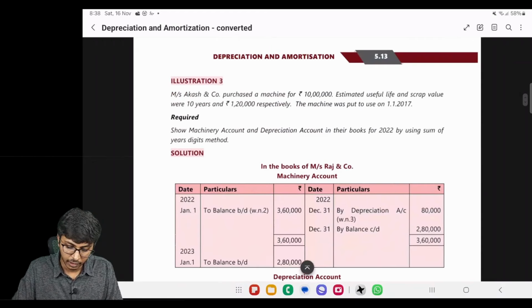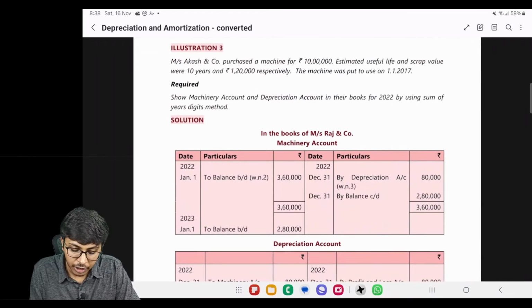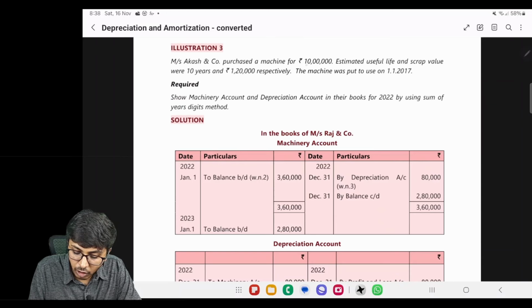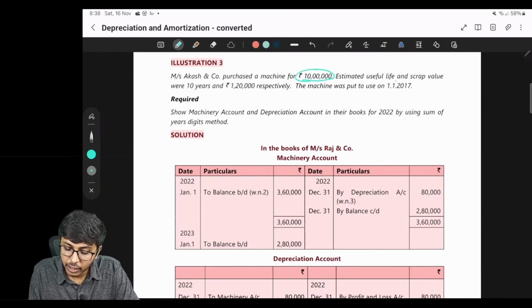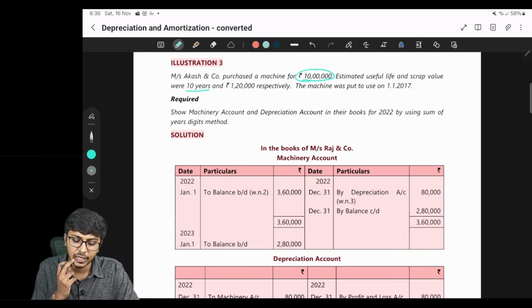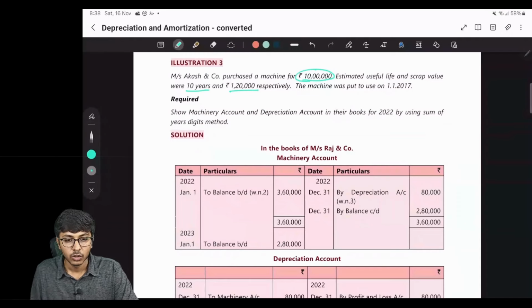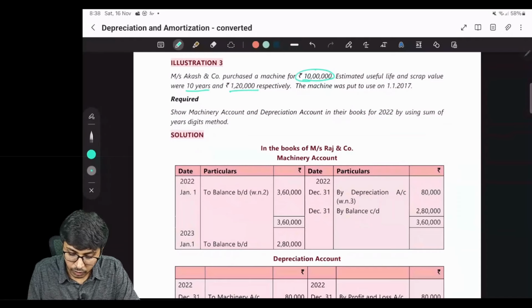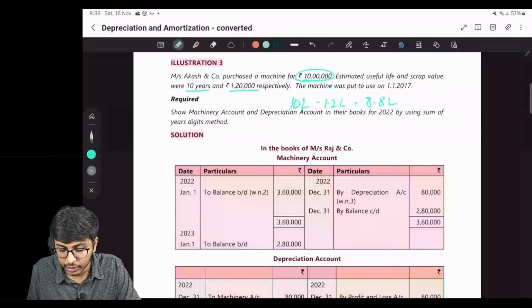5.13. Okay, now they tell Messrs Akash and Co purchased a machine for how much? They purchased a machine for 10 lakhs. Estimated useful life and scrap value were 10 years. Okay, 10 years is the useful life. What is the scrap value? Scrap value is 1,20,000. So what is the depreciable amount? I told you depreciable amount is 10 lakhs minus 1.2 lakh, that will give you 8.8 lakh, correct?